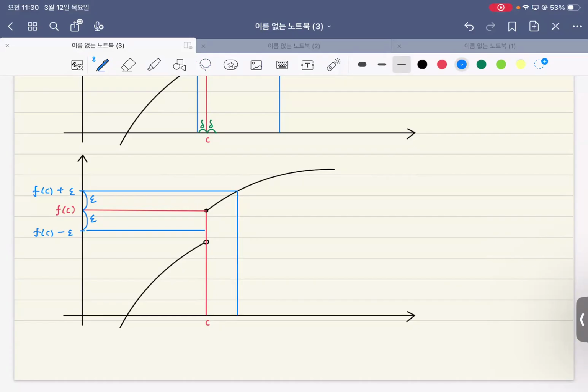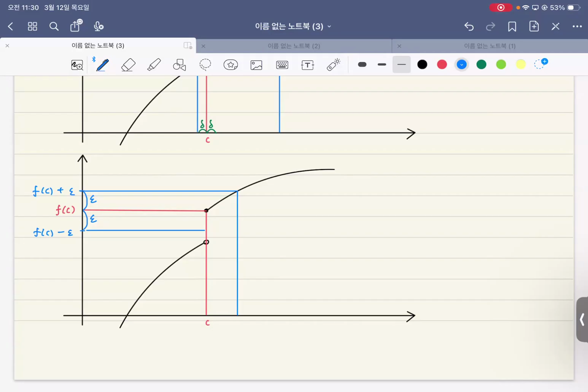Now take a look at this. What would your delta be in this picture? There is no such positive delta, right? Because for the proper delta, the images of C minus delta and C plus delta should lie in this region. But in this case, this side of the region may be in this interval, but this side can never be in this interval, no matter how small your delta is.